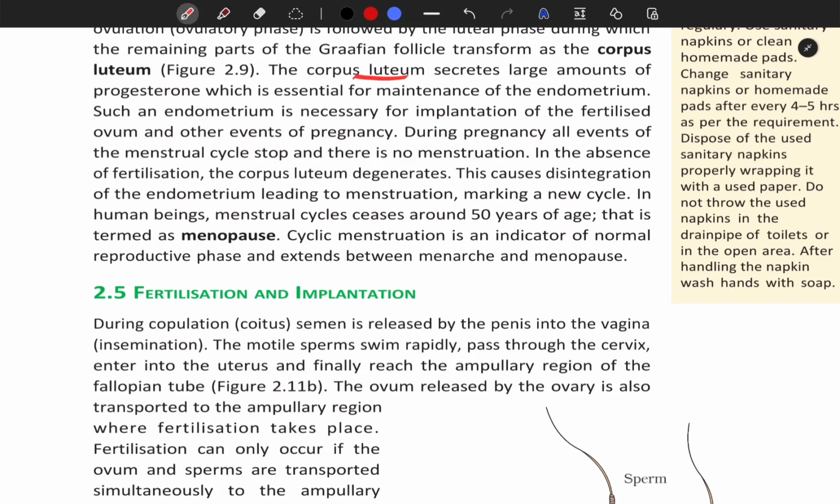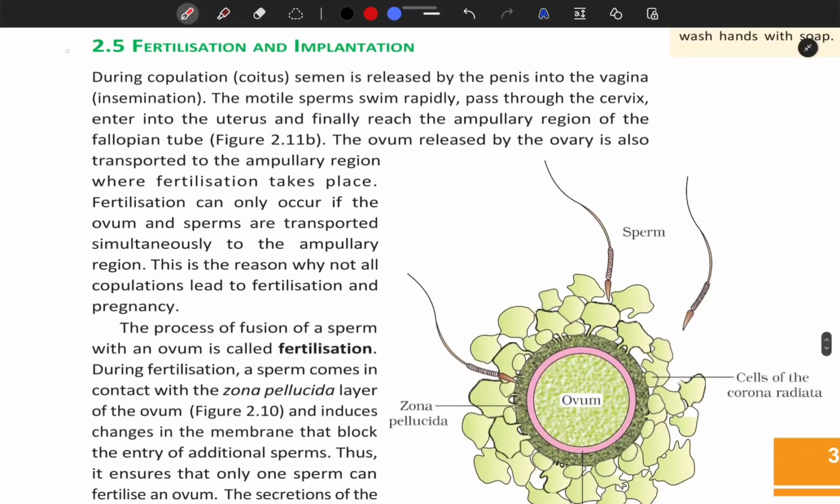In human beings, menstrual cycles cease around 50 years of age, that is termed as menopause. Cyclic menstruation is an indicator of normal reproductive phase and extends between menarche and menopause. 2.5 Fertilization and implantation. During copulation, that is coitus, semen is released by the penis into vagina, that is insemination.